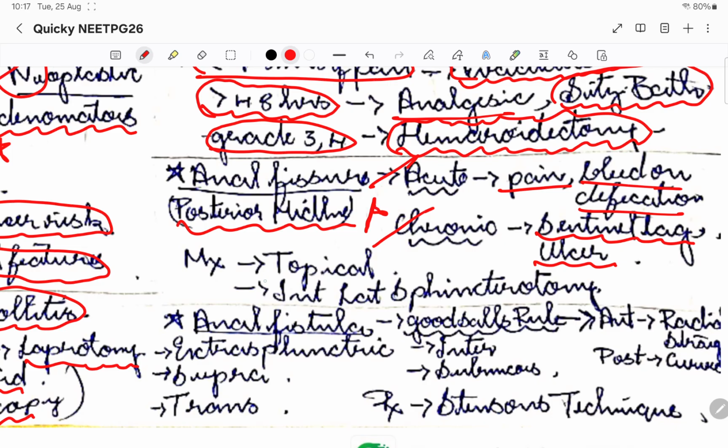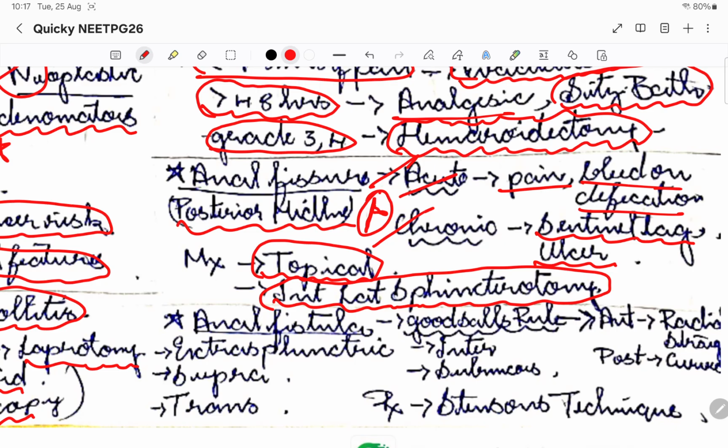Okay, how do we manage it? Basically topical applications that we can give for wound management in acute cases, whereas in chronic cases we'll have to do internal lateral sphincterectomy. What we do is we'll do the sphincterectomy so that the sphincter will be relaxed and there will be proper defecation and the fissures will not form. So this is what we do in chronic cases.